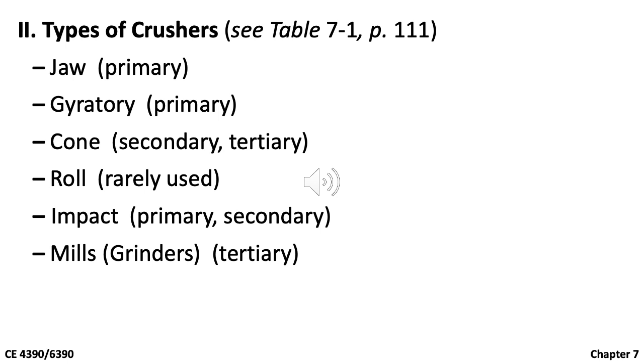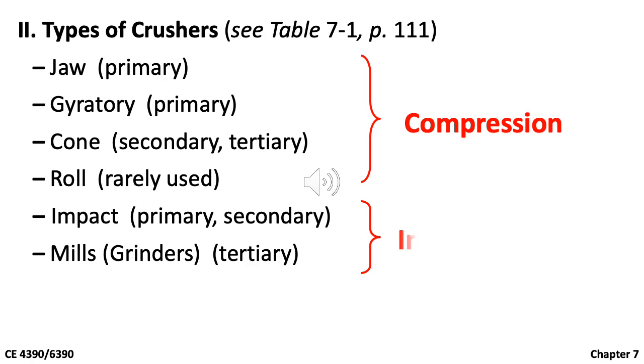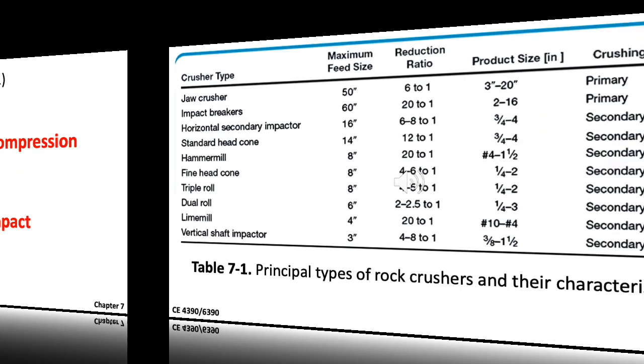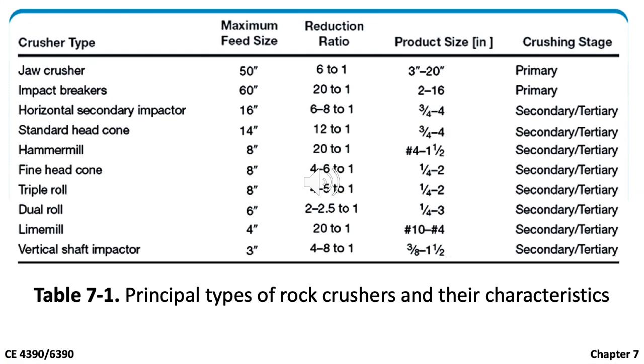This type is used only for tertiary crushing. Of those six types of crushers, the first four crush rock by making compression force, and the last two use impact load. Table 7.1 in your text gives you some principal types of rock crushers and their characteristics such as the maximum size of the rock to be crushed, the expected product size, as well as the crushing stage that the machine can be used.